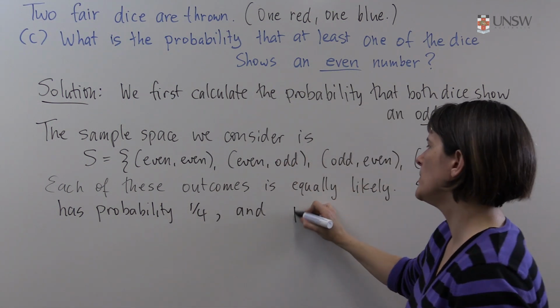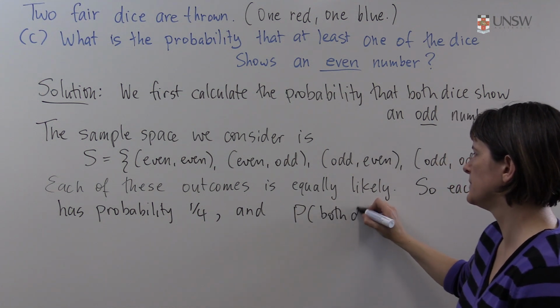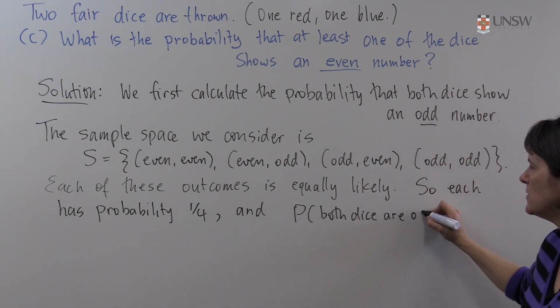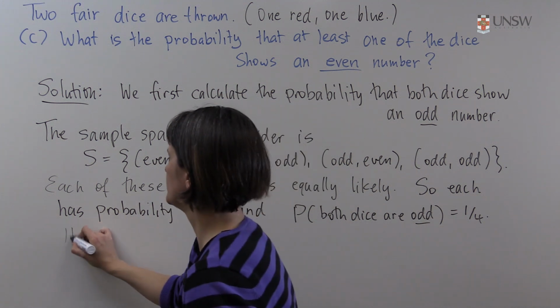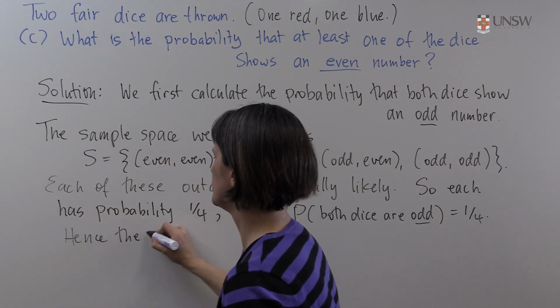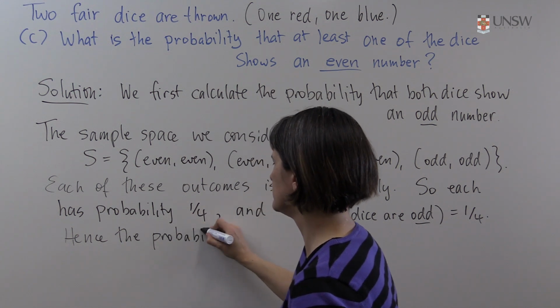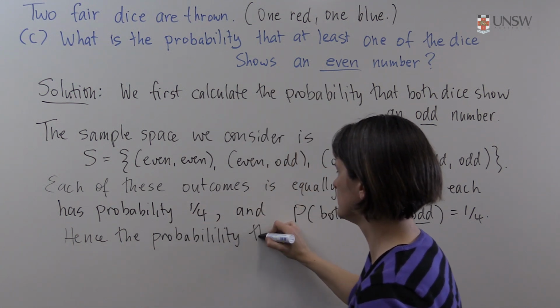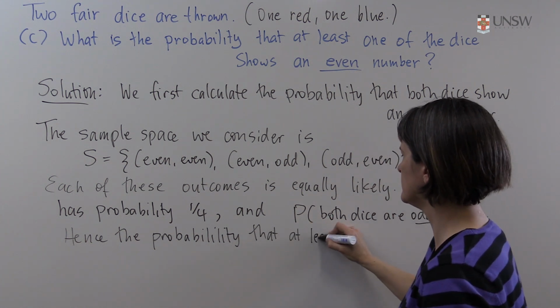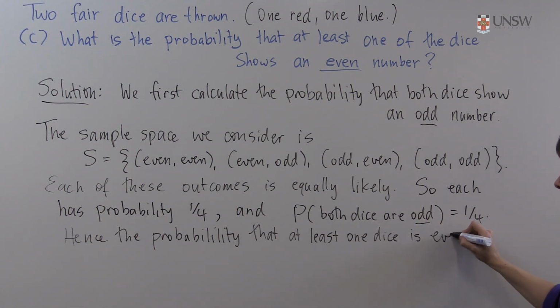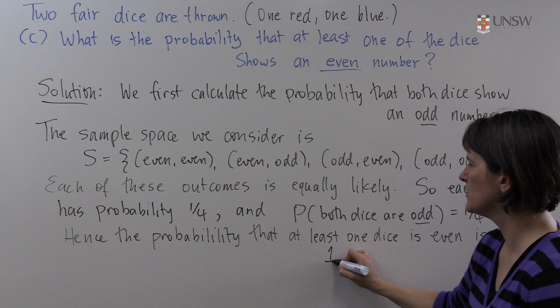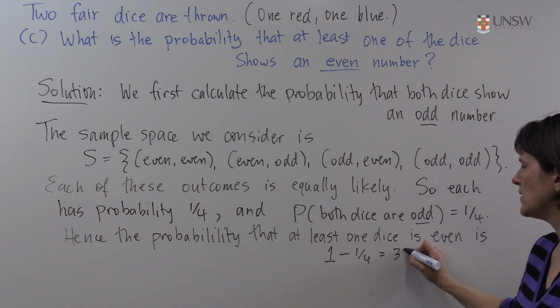And therefore, the probability that both dice are odd is just 1/4. Subtracting this from 1, we see the probability that at least one is even is 3/4. Answering the original question. Precisely 1 minus 1/4, which is 3/4.